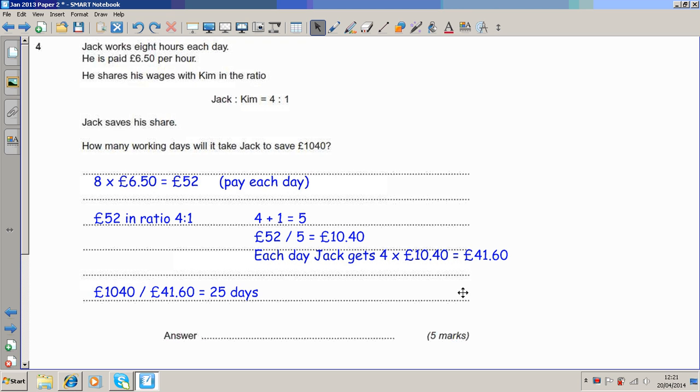Okay, 25. There's 5 marks for that. I guess 1 for working out this, a couple of marks here for working this out, and then 1 for making the division and interpreting your question right. Don't think that's too bad, hopefully.